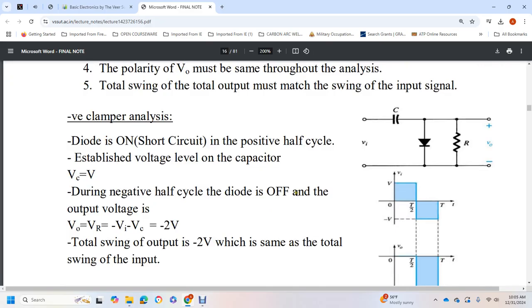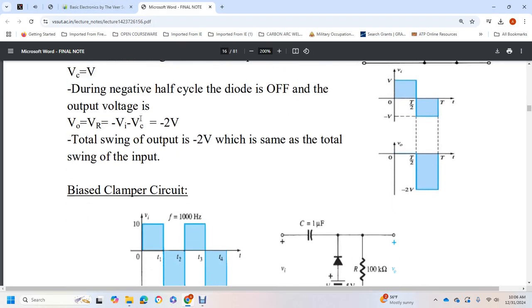Voltage clamper analysis. During the positive half cycle, the diode is on, a short circuit, with the capacitor charged to the established voltage level. During the negative half cycle, the diode is off, and the output voltage is the negative input voltage plus the capacitor voltage, which equals negative 2 volts. The total swing is negative 2, which is the same as the total swing of the input.